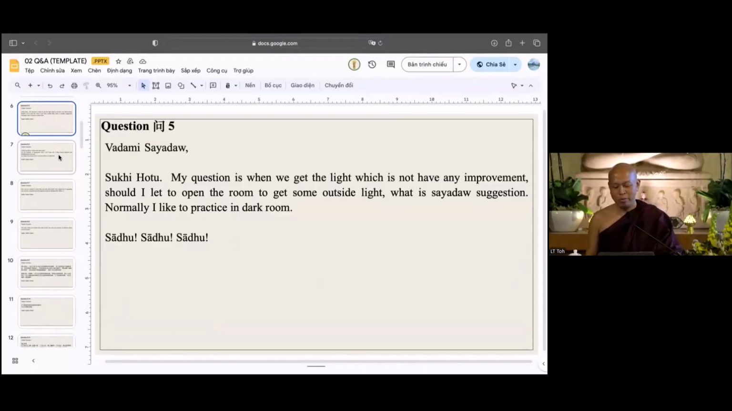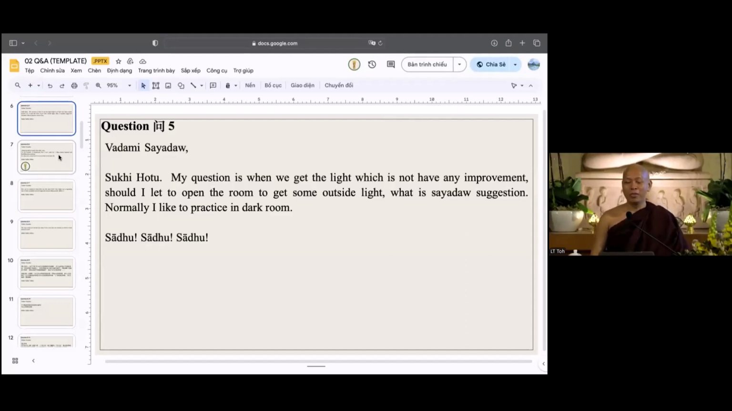Sadhu, sadhu, sadhu. Okay, so that means in this case, improvement does not come from the light. Improvement just comes from the practice. Although you open the window, it is not effective, right? So you must practice normally. Although you have the light, you must keep knowing the breathing until you can see the nimitta become very stable. Practicing in the dark room is a good idea. When you see the light, it will be brighter.